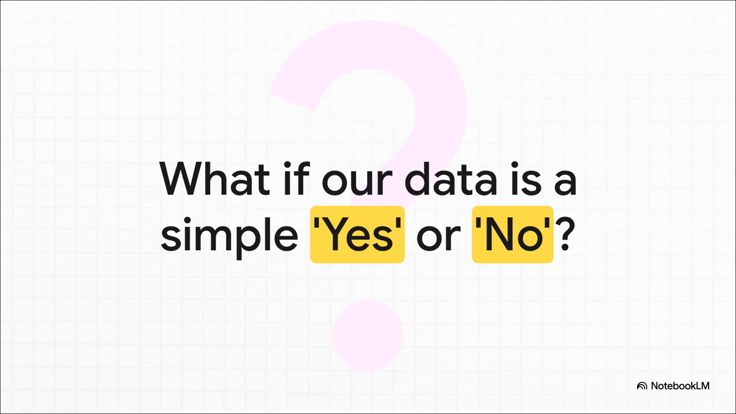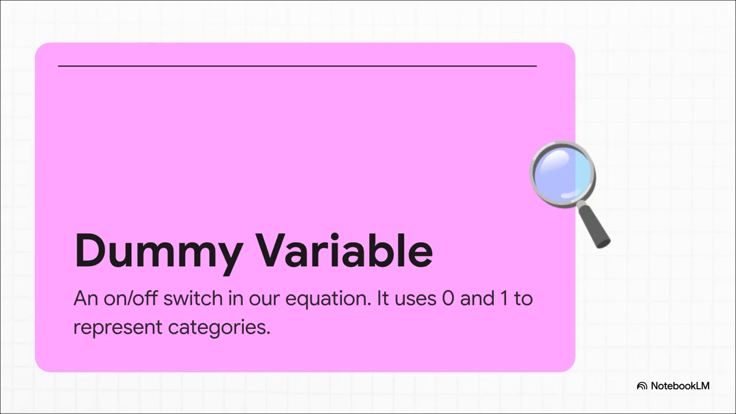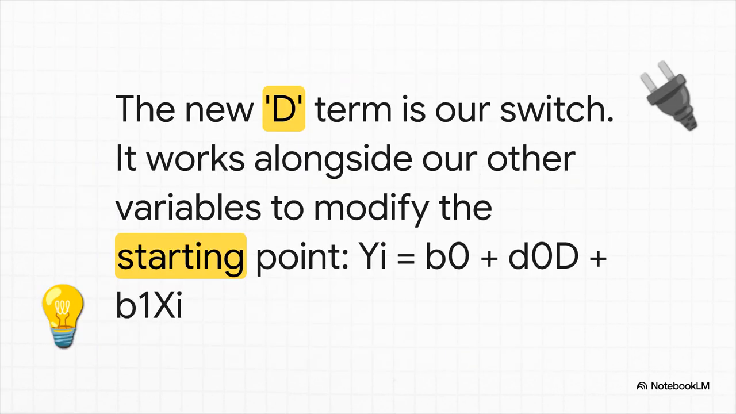We need a different tool, a new kind of component for our machine. And that trick is called a dummy variable. Honestly, the easiest way to think about it is as a simple on-off switch. We can just decide that 1 means city, so the switch is on, and 0 means rural, the switch is off. It's a really simple but brilliant way to translate a category into a number that our machine can finally understand.